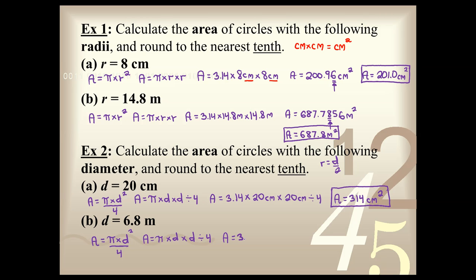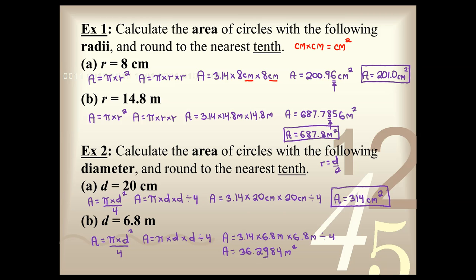So pi is 3.14. D is 6.8 meters. Multiply by another d, 6.8 meters. Divide this by 4. I suspect this time around we're going to get a lot of decimal places. So we have 3.14 times 6.8 times 6.8 divided by 4. And when I do this, I get 36.2984 meters times meters, which gives you square meters.